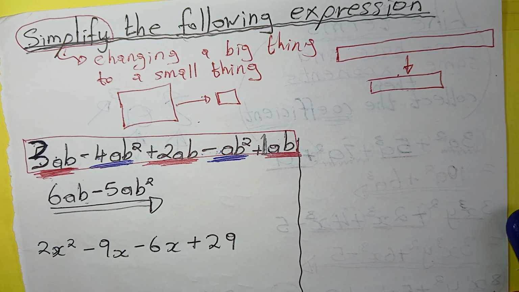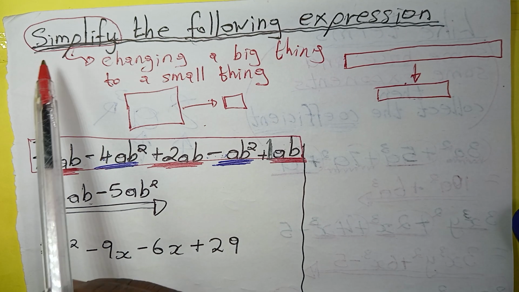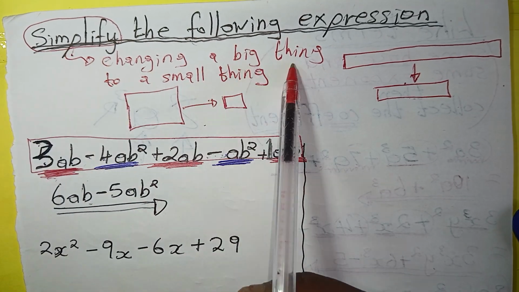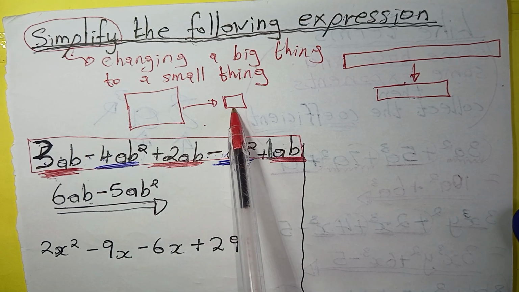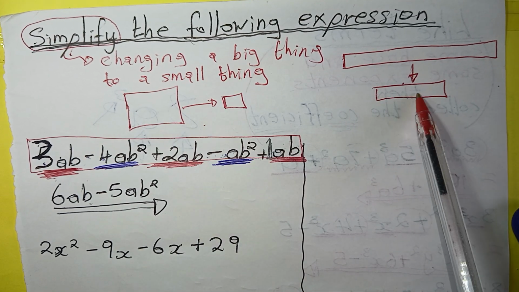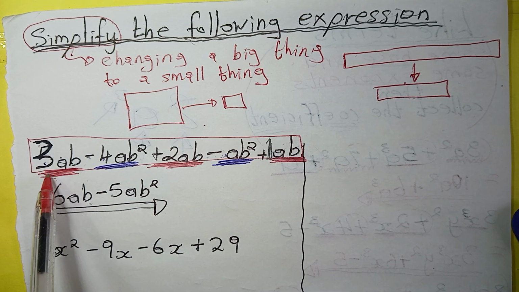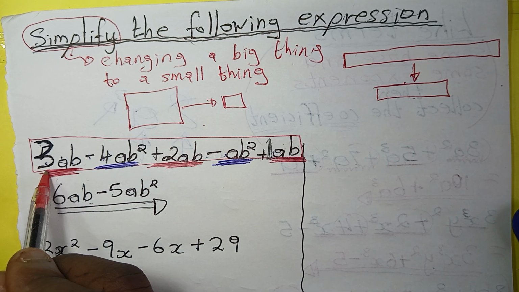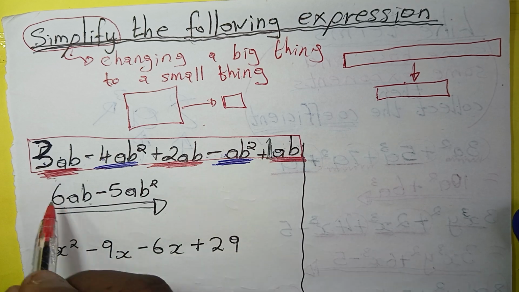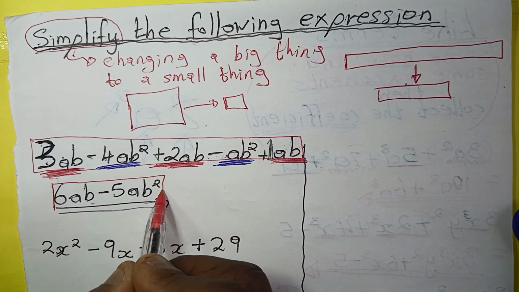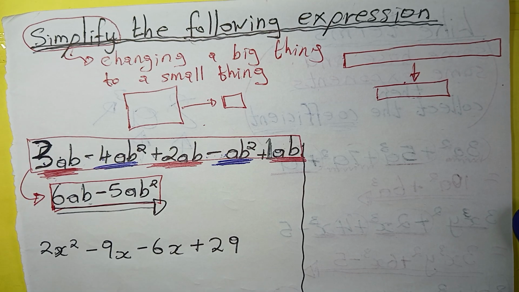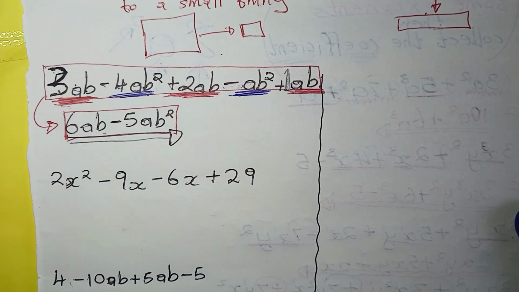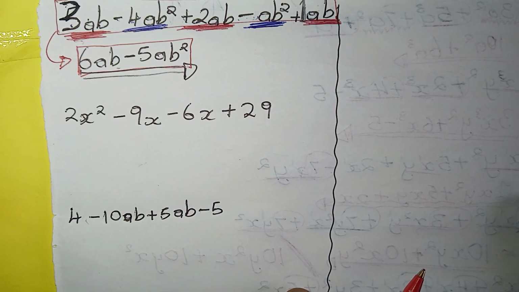What I want you to recognize here is that when you simplify, you change a bigger thing to a small thing. Change even a large thing to a small thing. So a long thing to a small thing. Do you see? If you can notice, this expression was long. Now it's not that long. It has been simplified into a small thing. So let me show you also this expression.